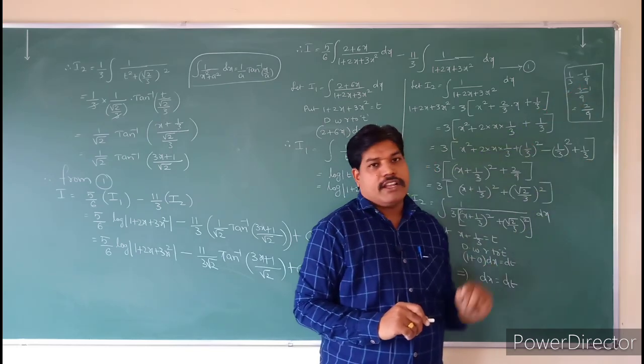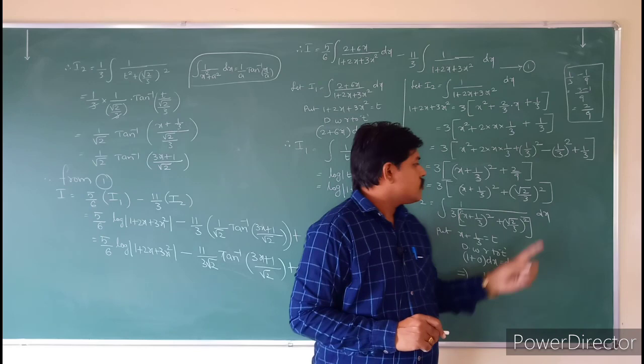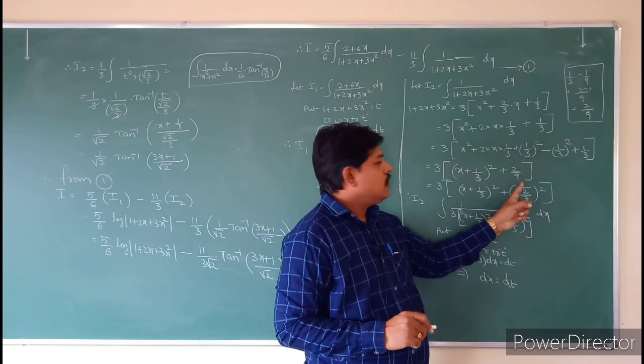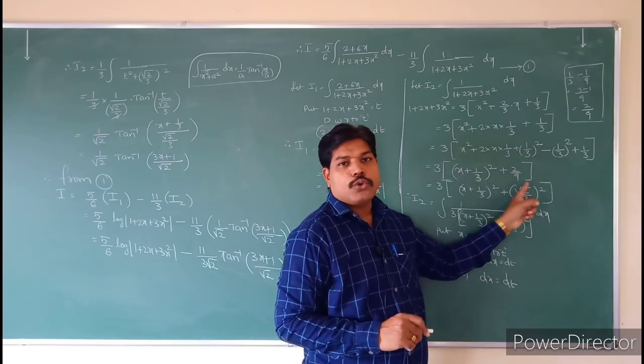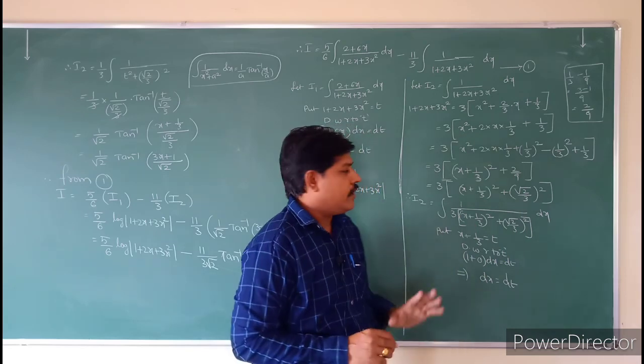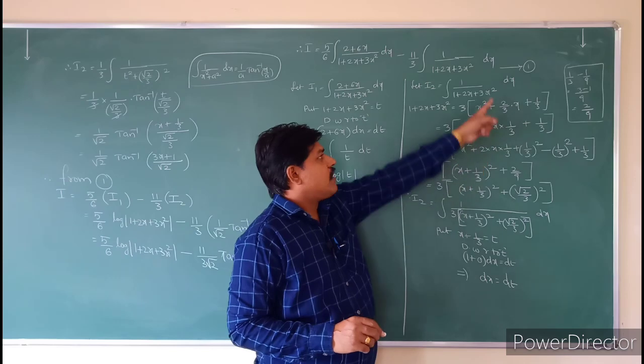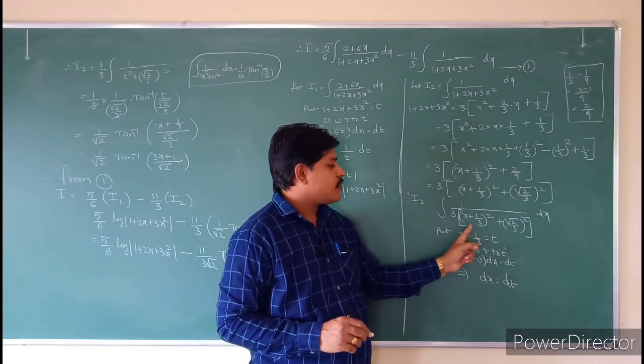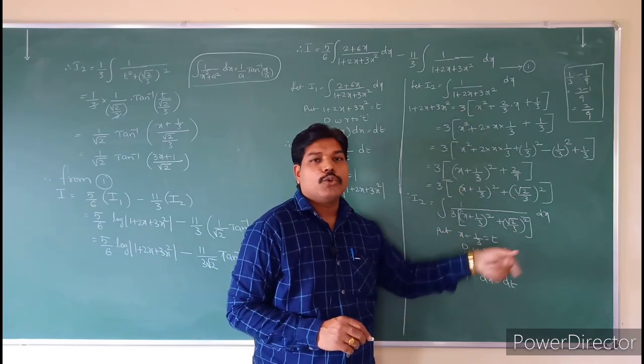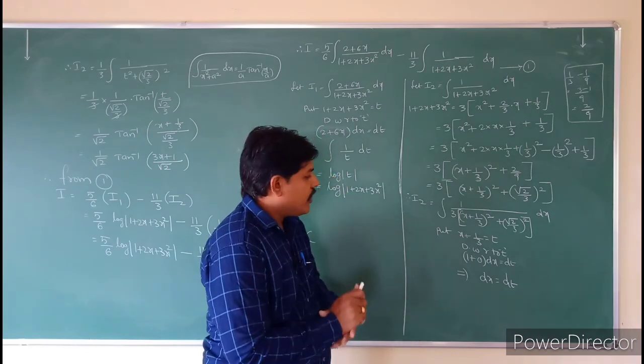1/3 minus 1/9 is nothing but 2/9. So take this value, 2/9 you can write as (√2/3)². Therefore, what is the I2 value? Integral of 1 by, converting this into 3 into (x + 1/3)² plus (√2/3)².